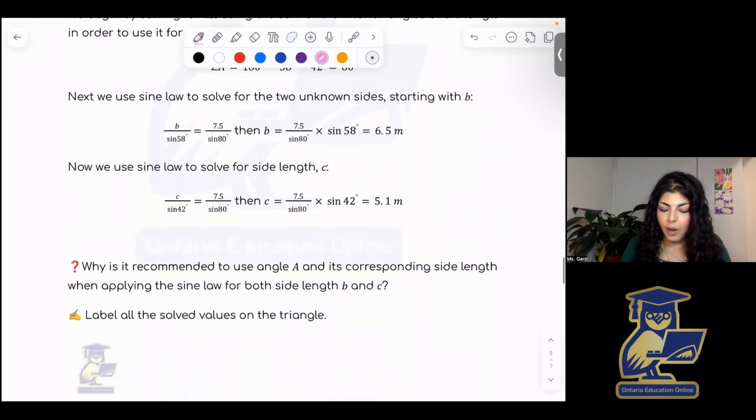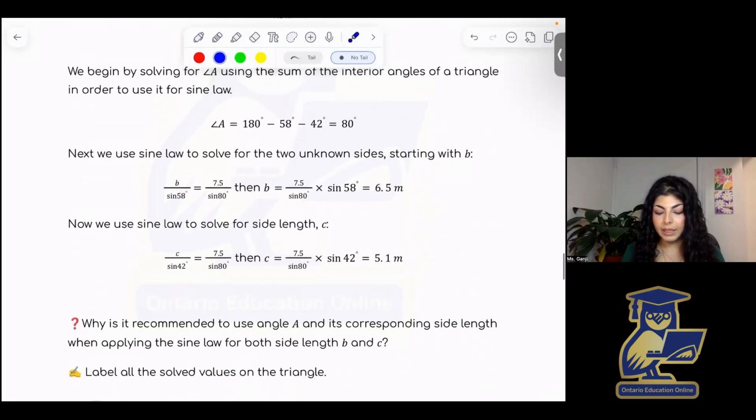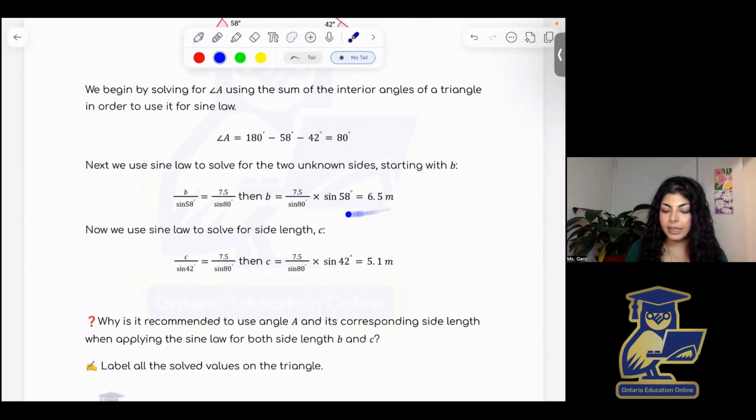And a question for you is, why is it recommended to use angle A for both length B and C? So here I did solve for B, 6.5. So why is it still recommended here for me to use the ratio of A instead of using now the ratio of C? And that's what I've been repeating throughout these lessons: anytime you use the values that you calculate yourself, the chance of error is increased. Because if you had made an error here, using that value to solve for another value might mean that you are carrying that error along.